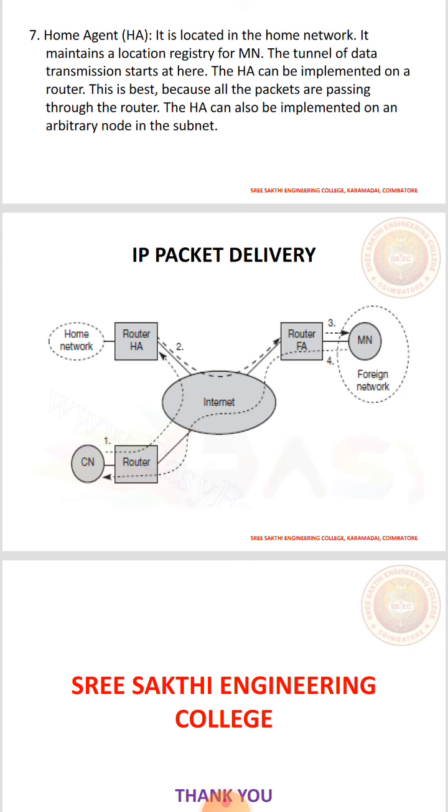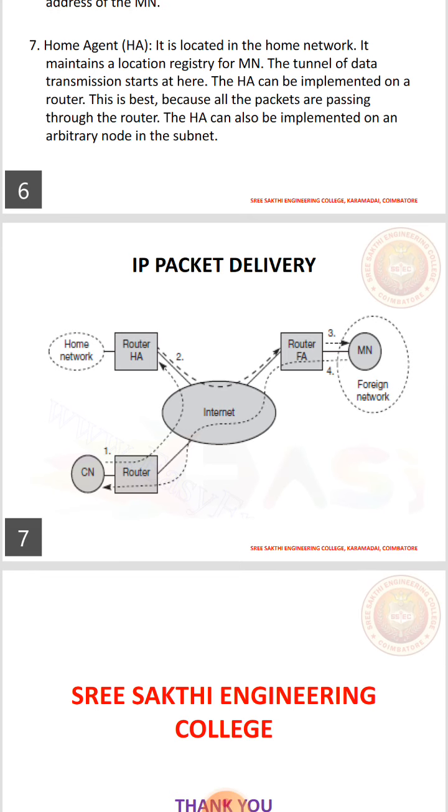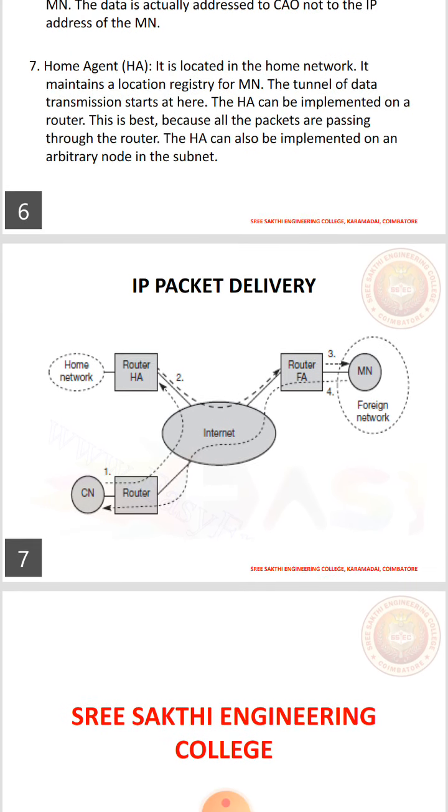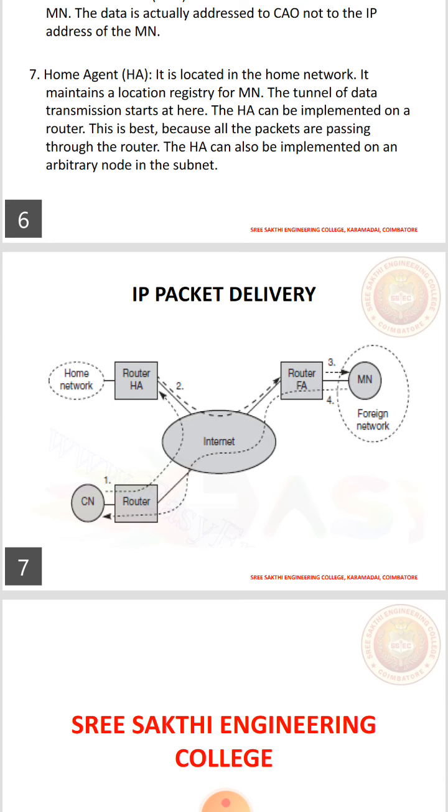The home agent now intercepts the packet, knowing the mobile node is currently not in the home network. This packet is not forwarded to the subnetwork but encapsulated and tunneled to the care of address. A new header is put in front of the old IP header, showing the care of address as the new destination and the home agent as the source of the encapsulated packet.